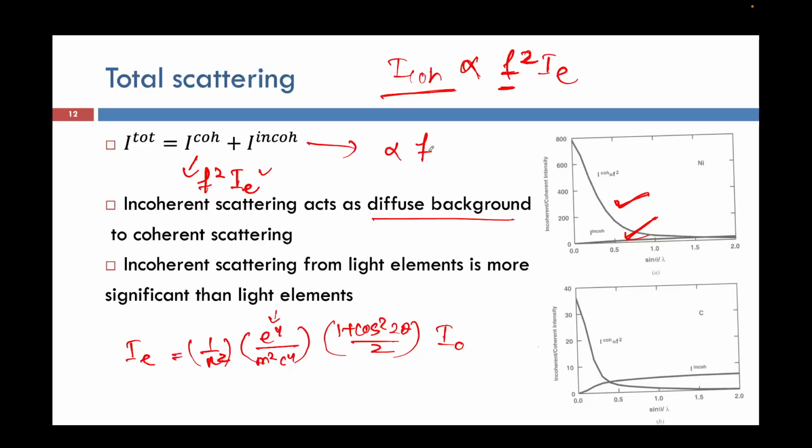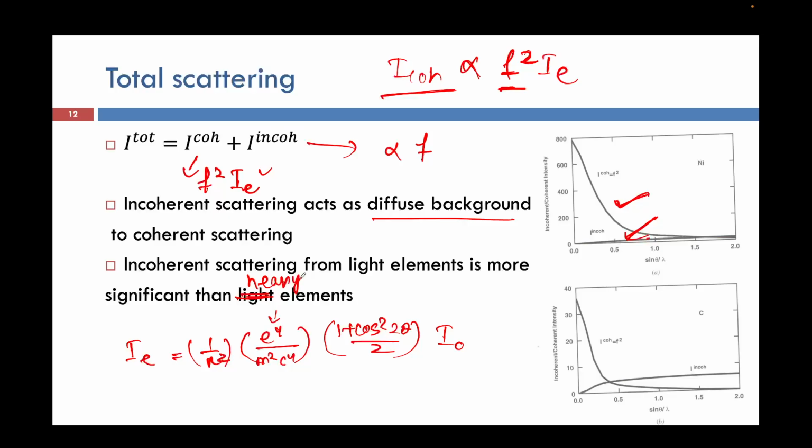The incoherent scattering, you can see it is going, but since this is f square, we are always getting more coherent scattering intensity than incoherent scattering. Remember one thing: is the incoherent scattering from light elements more significant? No, sorry, it is heavy elements. So this is heavy element. Why is it more insignificant in terms of light element and heavy element?